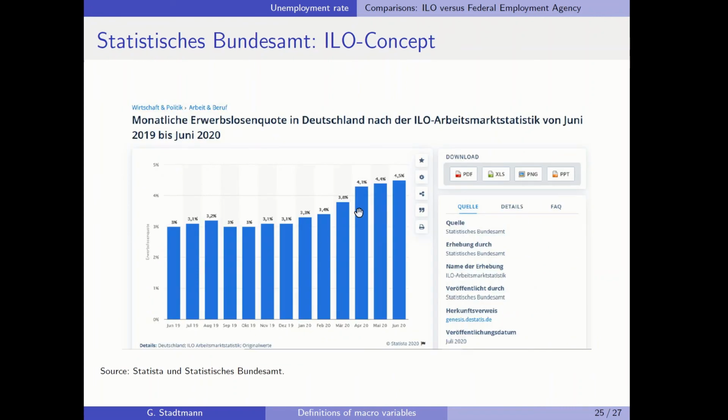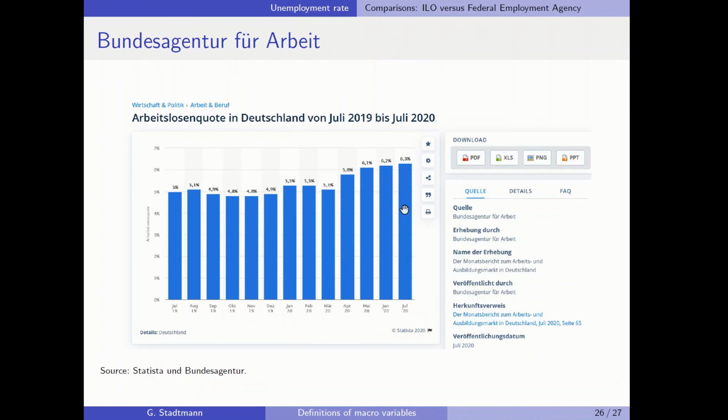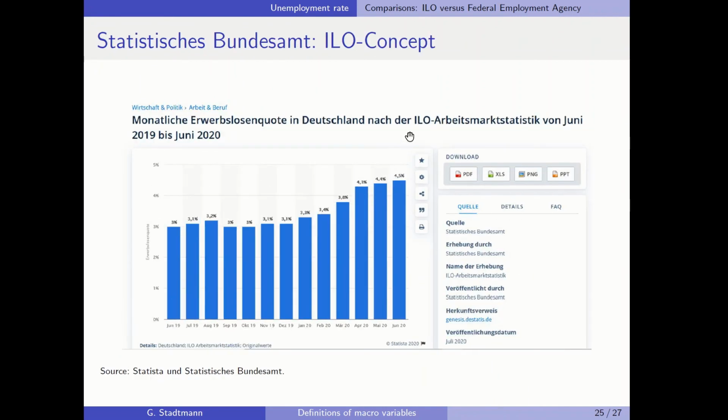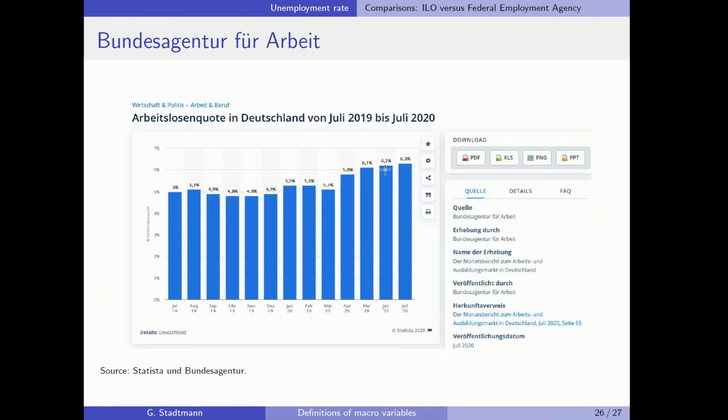Here you can see the unemployment rate according to the so-called ILO standard. In June 2020, the unemployment rate according to ILO was 4.5% in the German economy. In June 2020, the officially measured unemployment rate was 6.2%. So there is a big difference between the unemployment rate according to ILO and the unemployment rate according to the federal office. The difference is 1.7 percentage points.